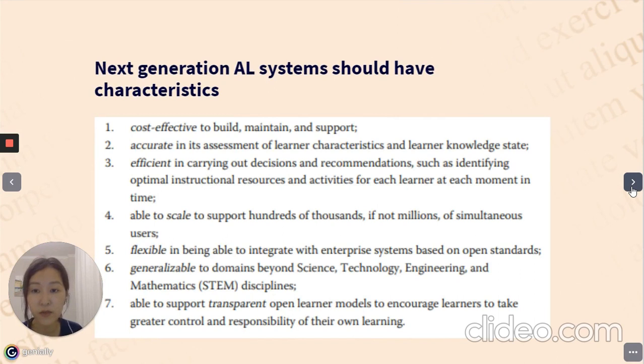Overall, talking about the future of adaptive learning, we can say that there are some characteristics that future AL systems will have. They will be cost-effective to build, accurate in their assessment, efficient in carrying out decisions and recommendations. They will be able to scale not only to hundreds, but thousands and millions of students, flexible in being able to integrate with enterprise systems, also generalizable not only to STEM, but any other disciplines, and able to support transparent open learning models to encourage learners.